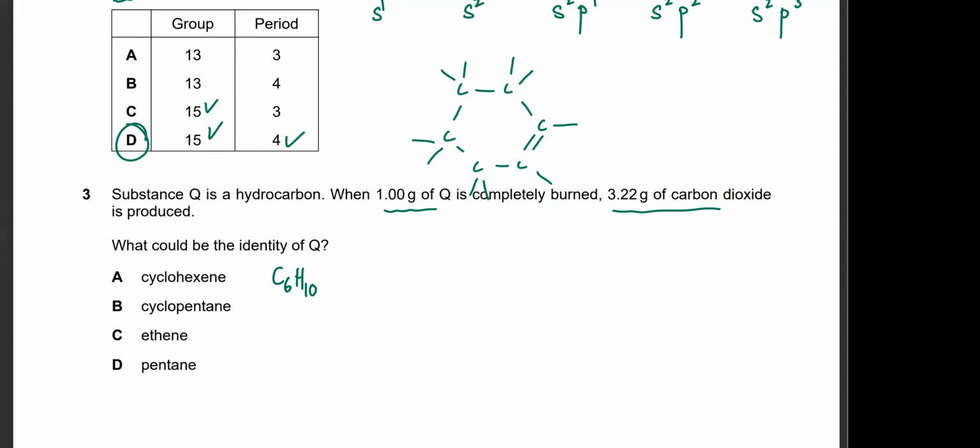So burn it, and it's 1 gram. Now work out the moles. How many moles in 1 gram? 1 divided by the Mr. What's the Mr? 6 carbons, 12 into 6. What is 12 into 6? 72. 72 plus 10, that's 82. How many moles is this? Mass divided by Mr. How many moles is this? Where's the calculator?